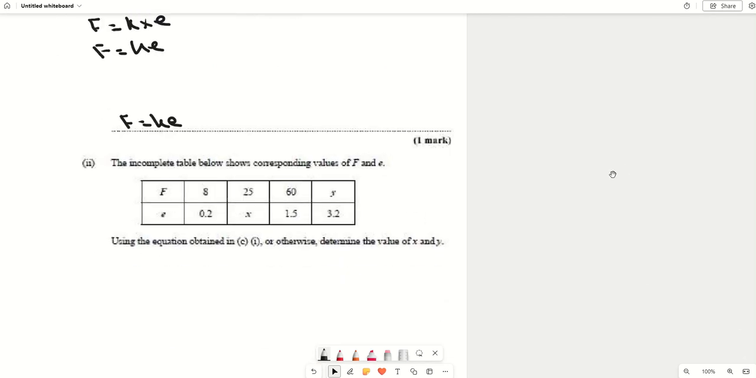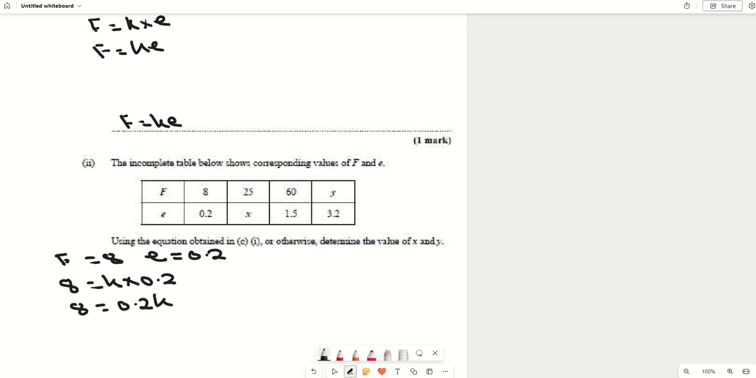Right? Then, an incomplete table below shows the corresponding values of F and E. Using the equation above in C, as F is equal to KE, or otherwise, determine the values of X and Y. Actually, we need to find out the value of K first, right? So when F was equal to 8, E was equal to 0.2. So that is 8 is equal to K multiplied by 0.2. So 8 is equal to 0.2K.